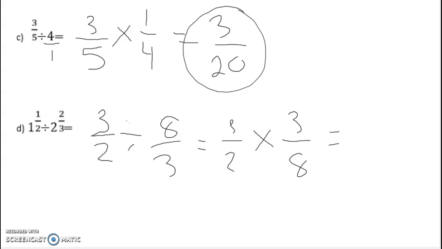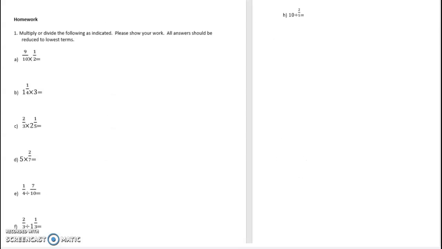Okay, now multiply the numerators. 3 times 3 gives me 9. Divided by 2 times 8 gives me 16. Okay, so we have 9 over 16, and then no number can divide evenly into both, so that's your final answer. And then this right here is just the homework that you're going to have for this lesson today.